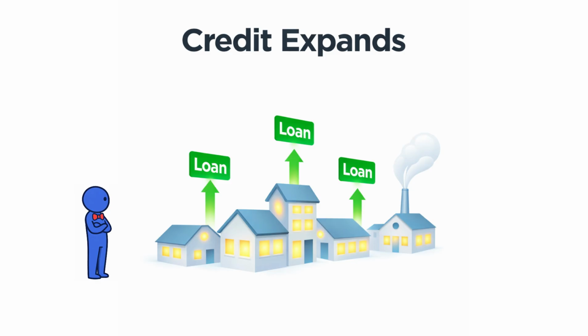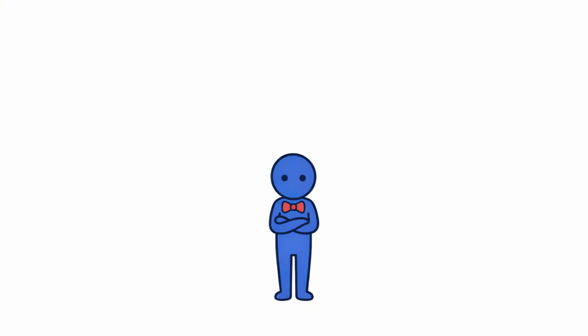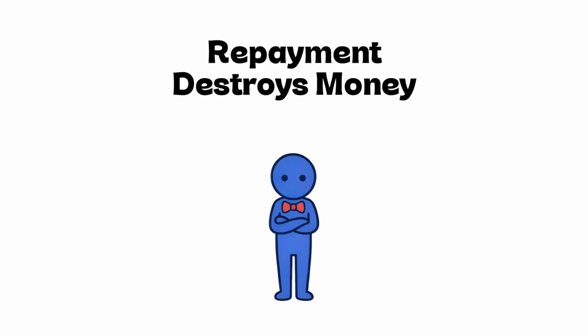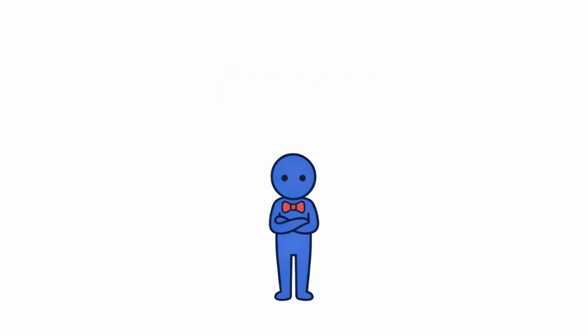More transactions occur. When credit contracts, when banks tighten their standards, or borrowers stop borrowing, or loans go bad, the money supply shrinks. This is not a metaphor. The money that was created by lending disappears when loans are repaid or written off. Repayment destroys money. When you make your final mortgage payment, that $300,000 you borrowed does not return to some pool of savings waiting to be lent again. It disappears. The liability is extinguished. So is the asset that created it.